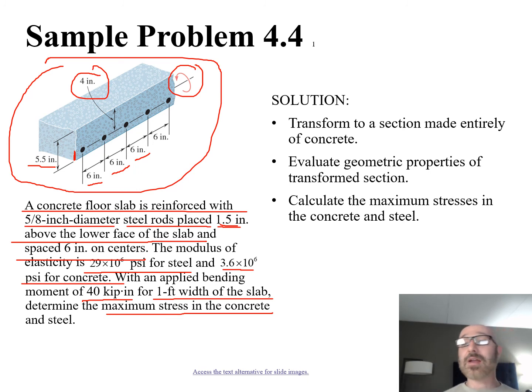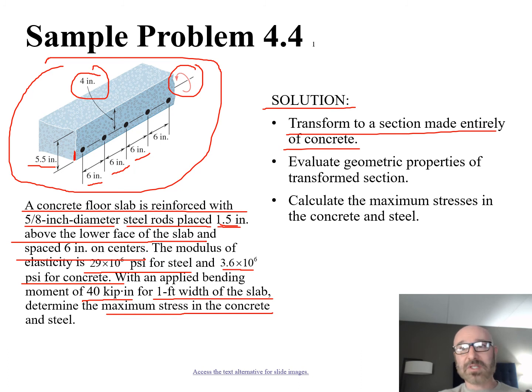From that, our next step is to think this through, and rather than just thinking it through in our mind, what we've been getting the practice of is writing these out for our procedure for analysis. So that's what I've done here for our solution. We want to transform to a section made entirely of concrete, so not concrete and steel, but just all concrete. Find the stress in the concrete, then multiply by that n value to get back and find our stress for the steel. So we already have a plan of attack.